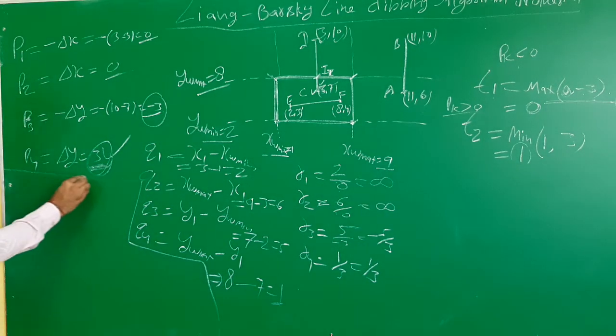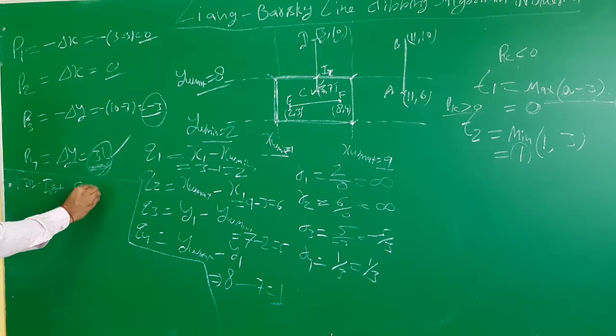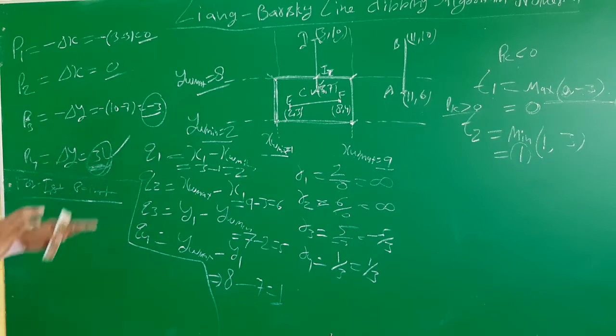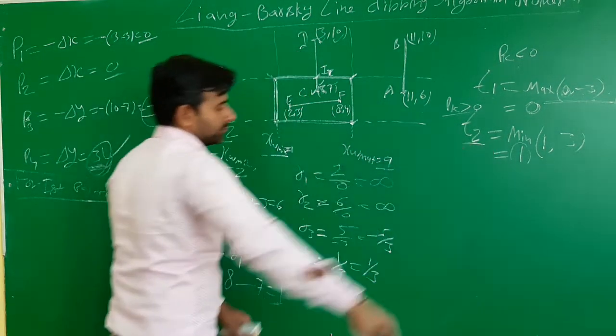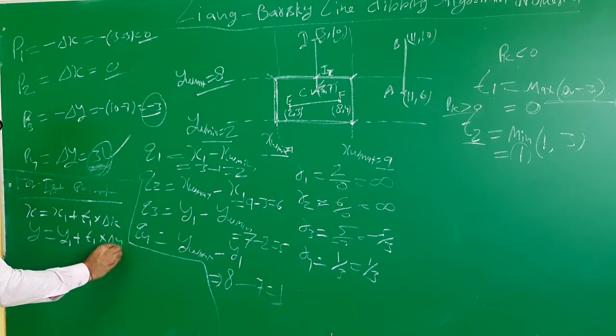This section. Here, for the first point we will take T1. For the second point we will take T2. Okay, we have an equation: x equals x1 plus T1 times delta x, and y equals y1 plus T1 times delta y.